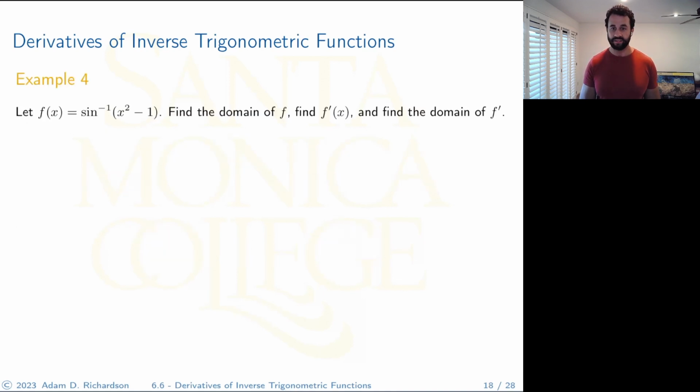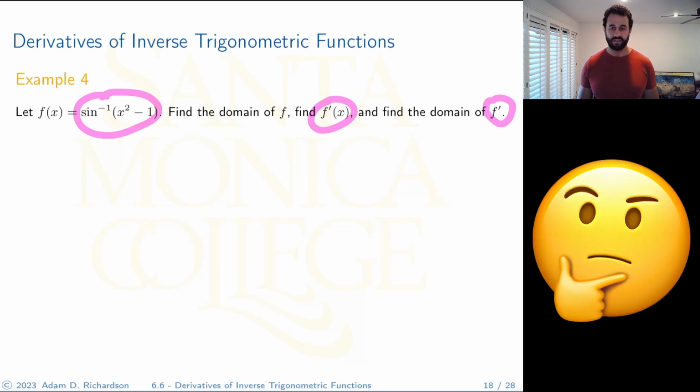Okay, now let's use it. So let f of x be arcsine of x squared minus 1. Find the domain of f, first of all. Find the derivative of this function. And then find the domain of the derivative. So this one I want you to try on your own. So think about it for a minute. First, just ponder it.